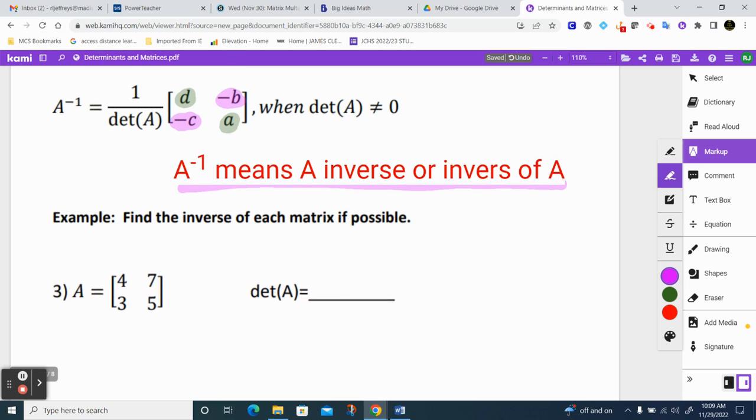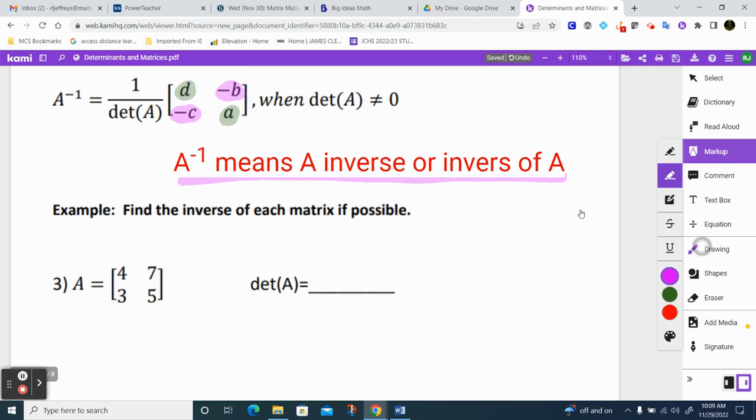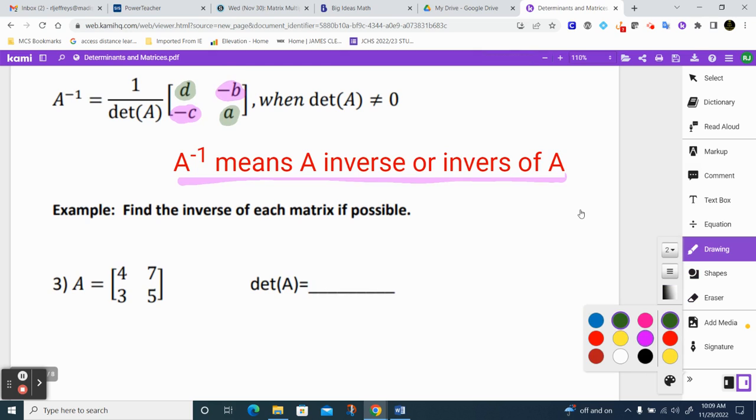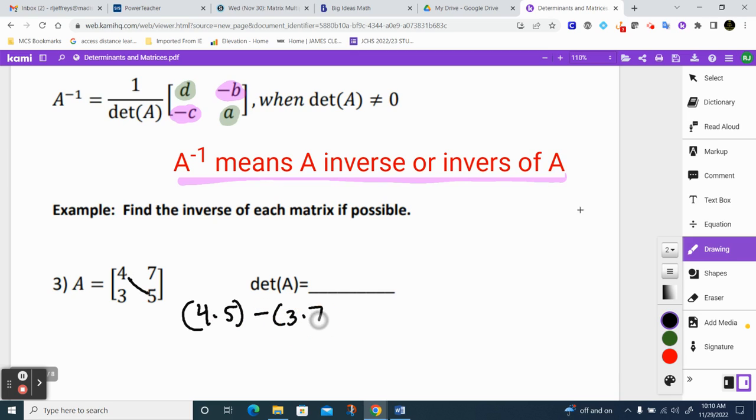Okay, now, first thing we have to do for this problem is find the determinant. This is 4 times 5 minus 3 times 7. Okay, well, this is 20 minus 21, which is -1. Okay, now, what is the reciprocal of -1?